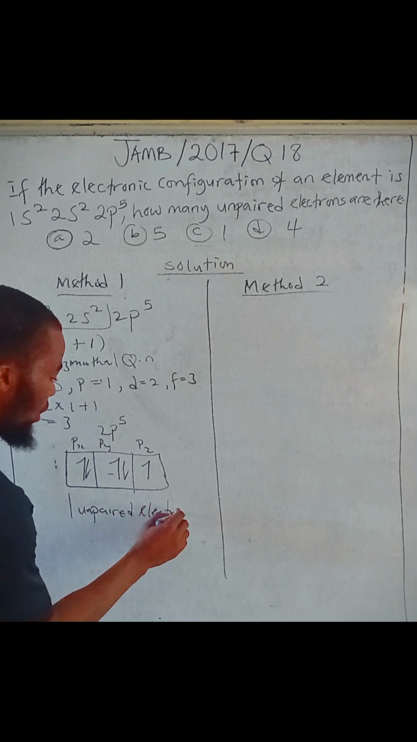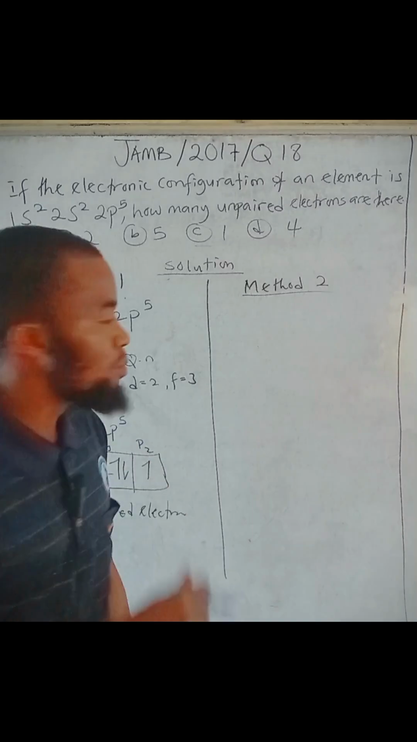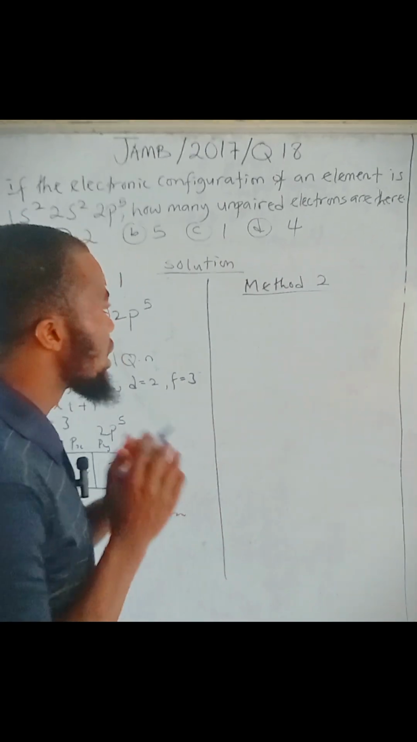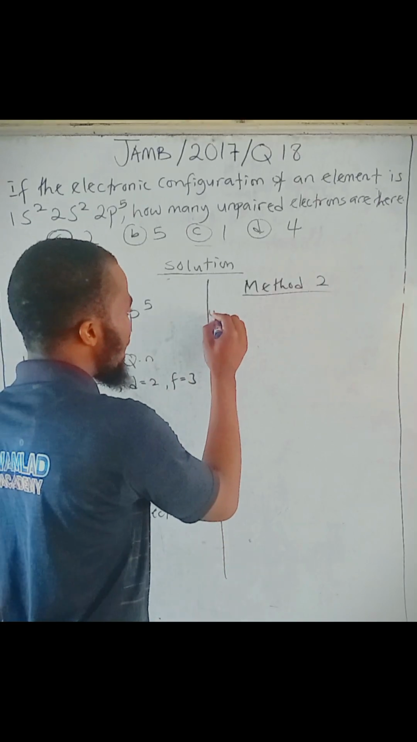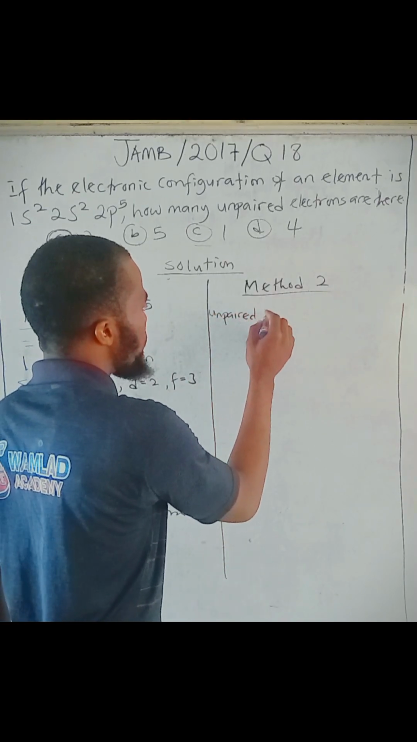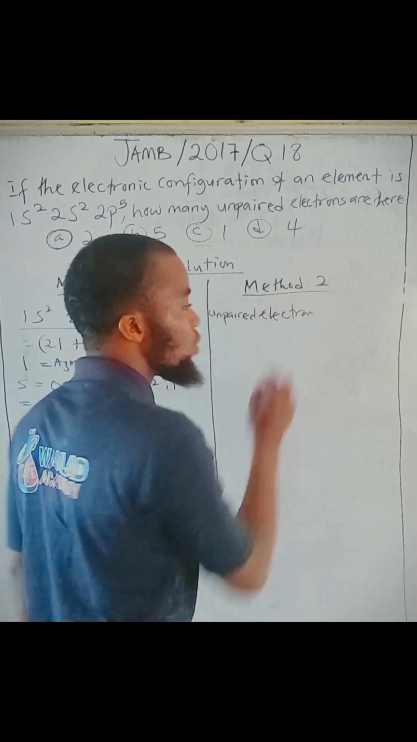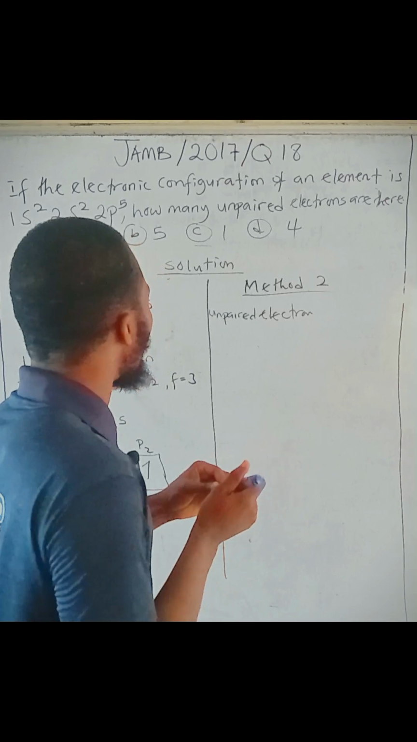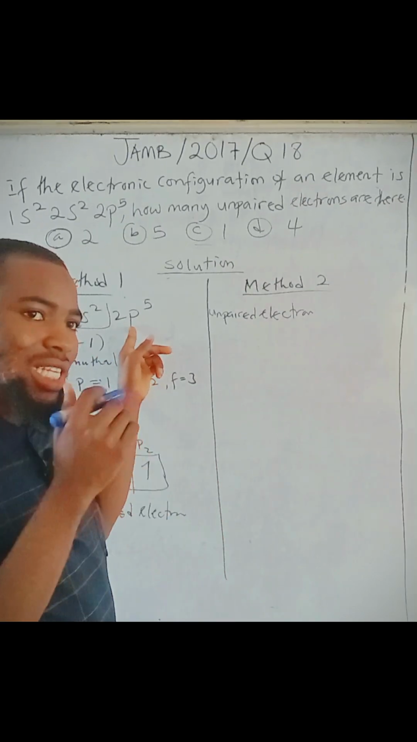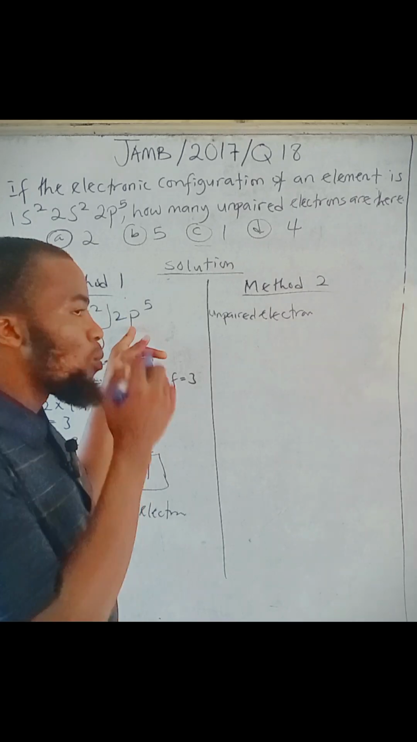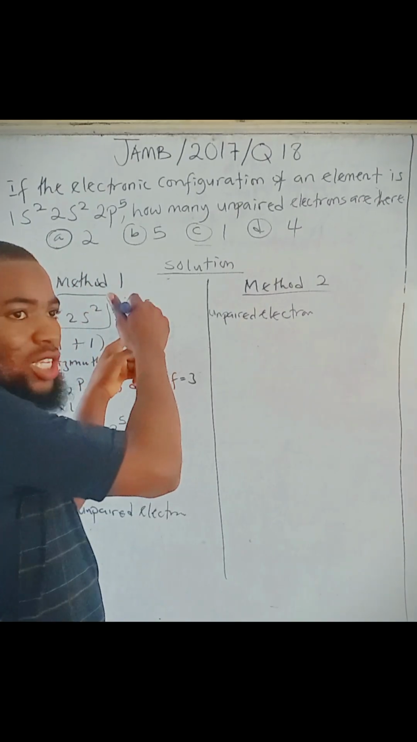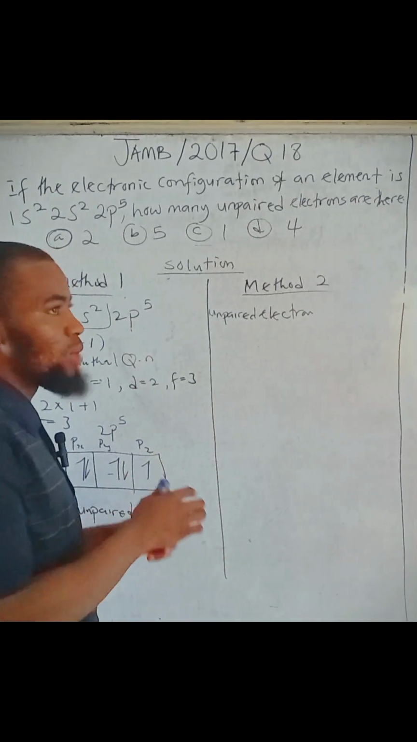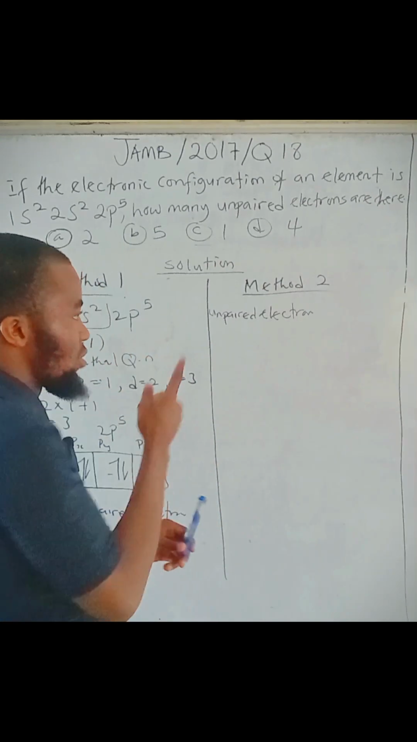So the correct answer here is option C. Let's check method 2. In this method, you have a formula for the number of unpaired electrons, and in this formula you have two cases. The first case is if the number of electrons in that orbital is less than or equal to half of the maximum number of electrons that orbital can accommodate.